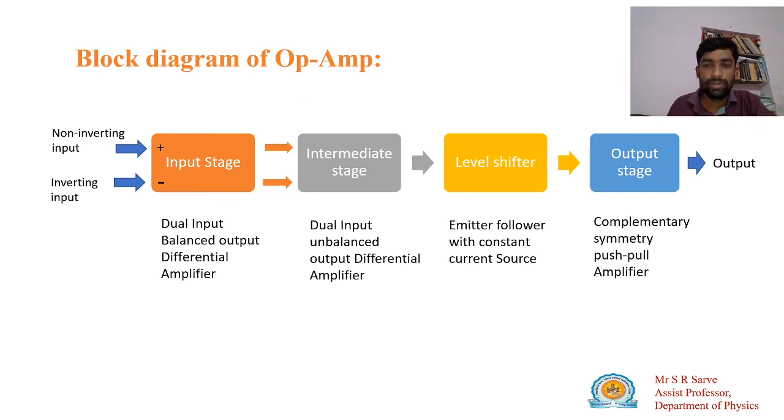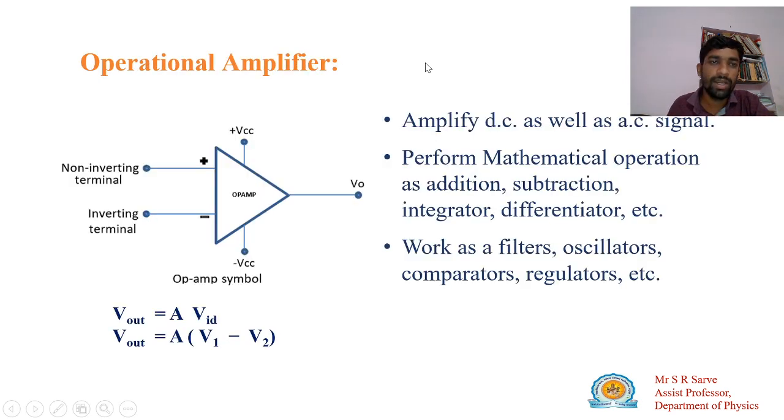Okay, here we will stop now. So what we have learned is: what is the symbol of an operational amplifier? It has two input terminals, one non-inverting and the second inverting, and a single output. And why is it known as an operational amplifier? Because it performs mathematical operations. And what is the equation for this operational amplifier? The output voltage equals the gain multiplied by the difference between the two input voltages V1 and V2.